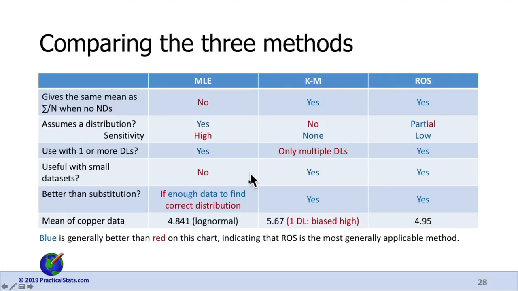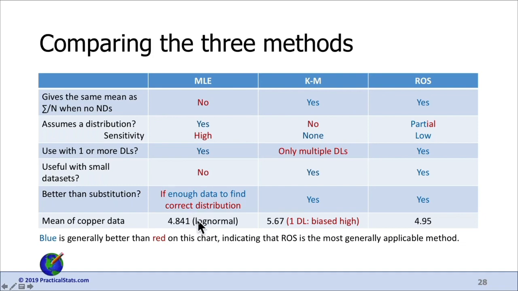So if you compare these methods on this table here, basically blue is good, red's not so good, and the method that has the least red is the ROS. You can see for this copper data, the three means that were computed. You can see that the Kaplan-Meier method is a lot higher. It's biased high because it assigns the detection limit value to all the lowest detection limit data. It would be better to use one of the other two.